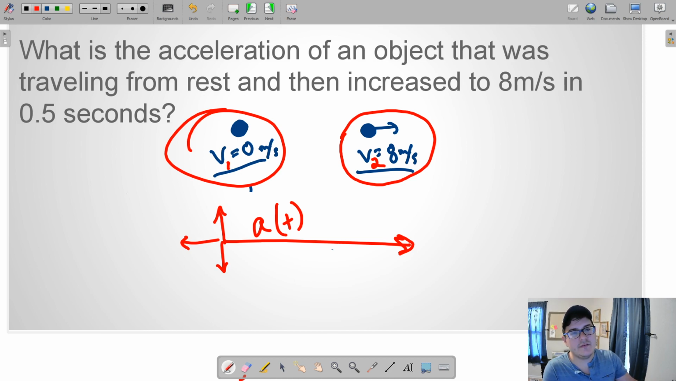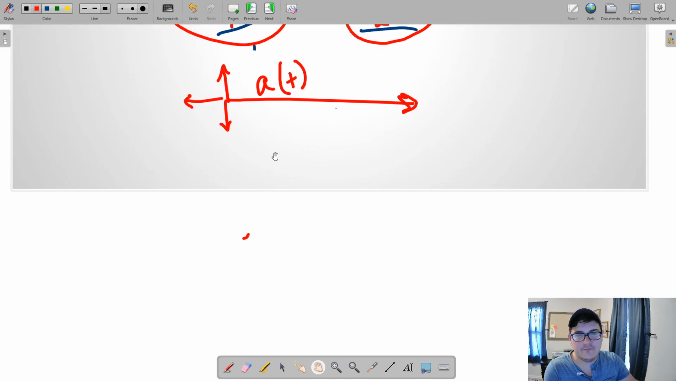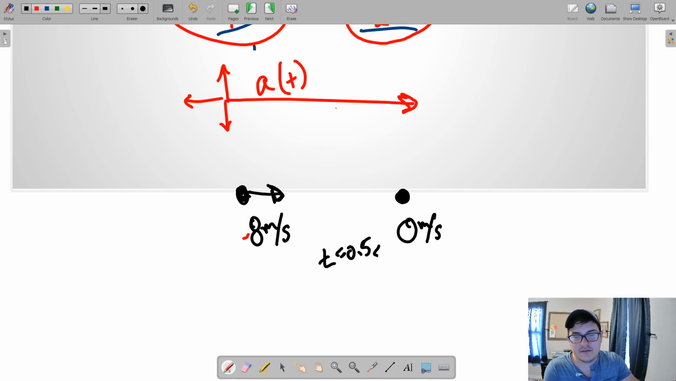So let's do a little bit of a thought experiment here. What if my object had an initial velocity of 8 meters per second, but then stopped after a time of 0.5 seconds? Okay? What would that then be? This is positive 8. There we go.